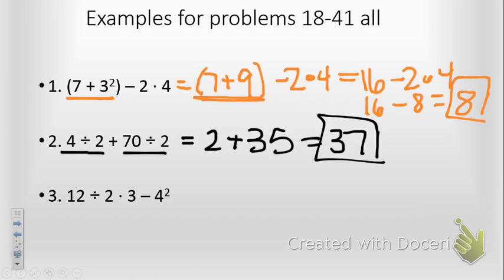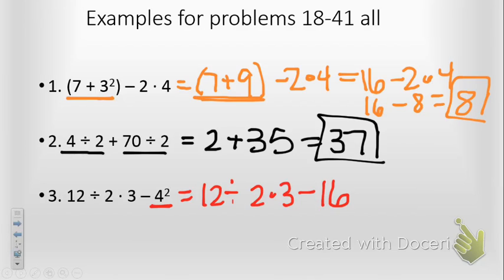Alright. Let's jump to number 3. 12 divided by 2 times 3 minus 4 squared. Look for parentheses. Nope, don't see any. Alright, now exponents. Got some right there. So this is 12 divided by 2 times 3 minus 4 squared, 16.